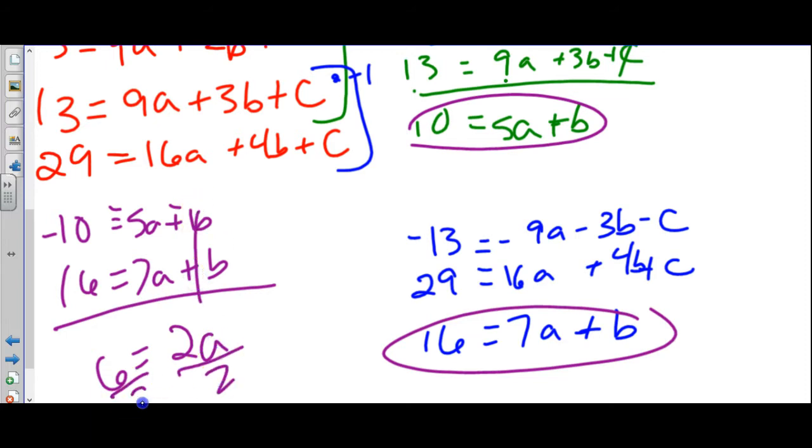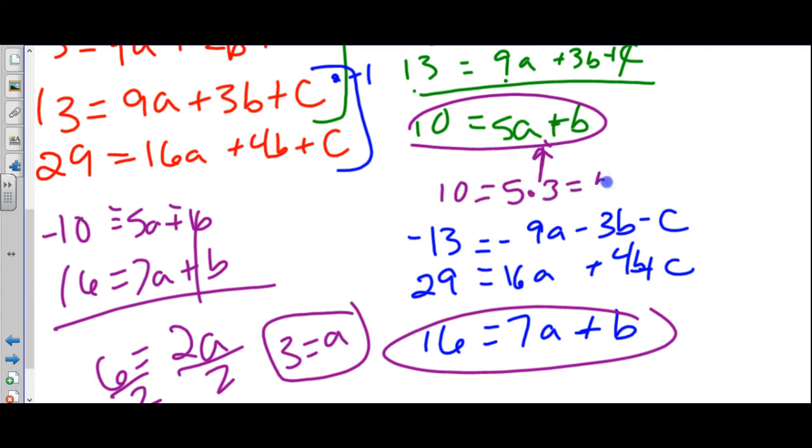To get a alone, I'm going to divide both sides by 2. So we get a equals 3. So now we're going to have to go back and plug that in to find b. If I plug in 3 for a, 3 times 5 is 15, and I'd have to minus 15 from both sides. So negative 5 equals b.